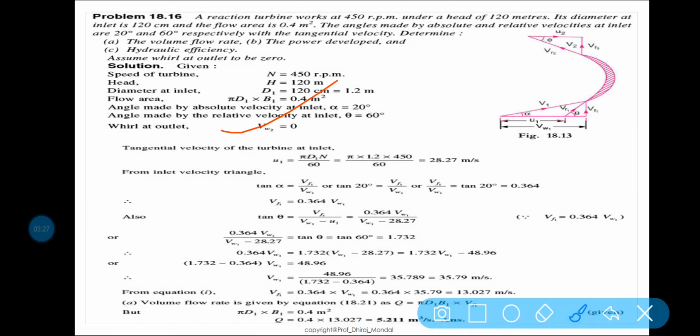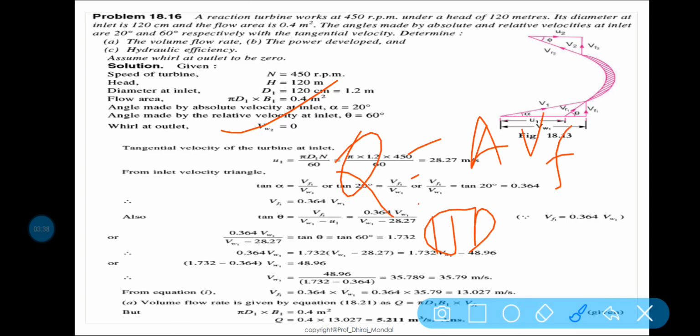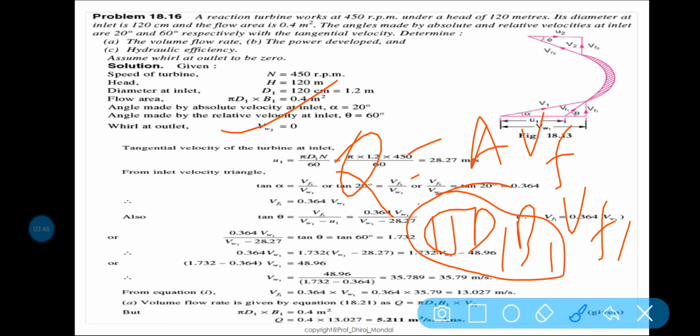Now VW2 is 0, so you have to find out the discharge. You know that the discharge is area into velocity of flow. So area is equal to pi D1 B1 into VF1. Now pi D1 B1 is given as 0.4. So you have to find out VF1. So that is the question.